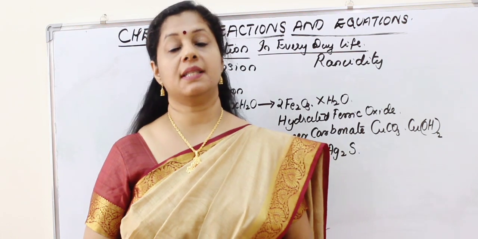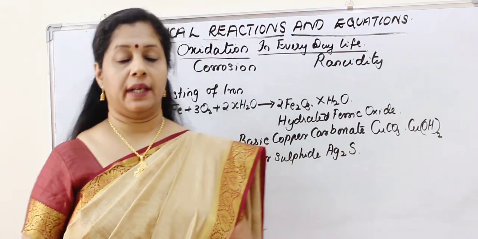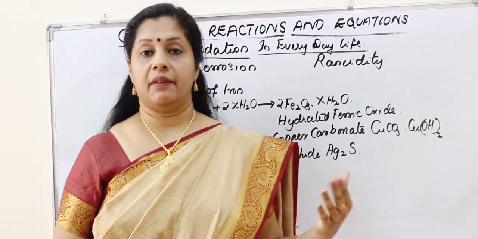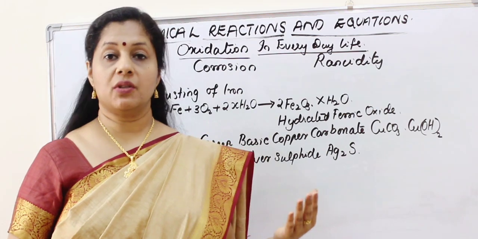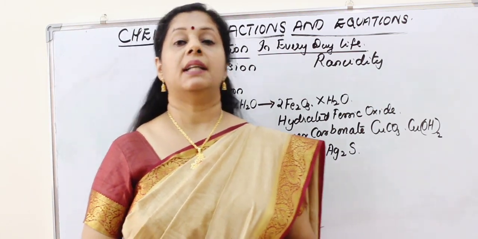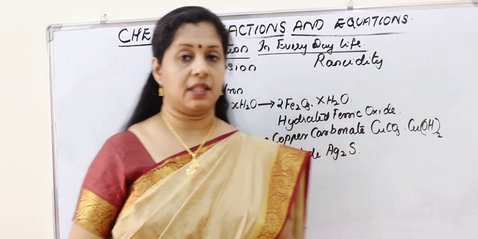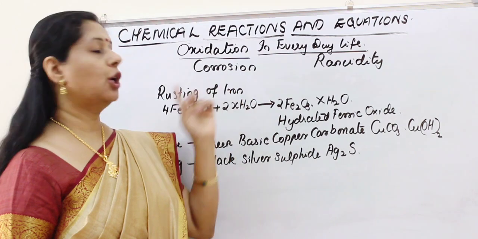Now we have to discuss the effects of oxidation in our day-to-day life. We are learning two examples: one is the effect of oxidation on metals, how it damages them, and the second is also a damaging effect, which is on food items. So let's see one by one. The attacking of the metal by oxygen, or effect of oxygen or oxidation on metals, is called corrosion.